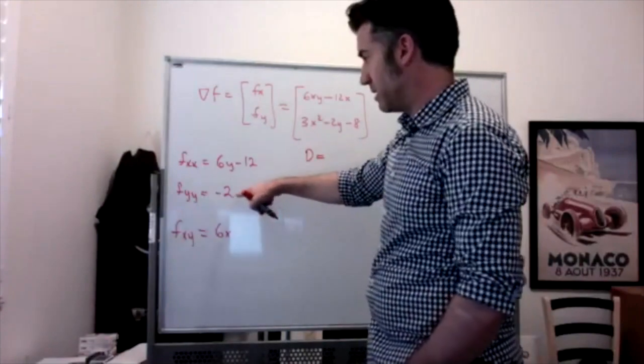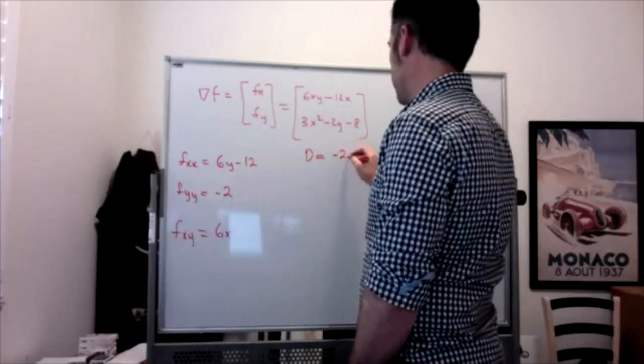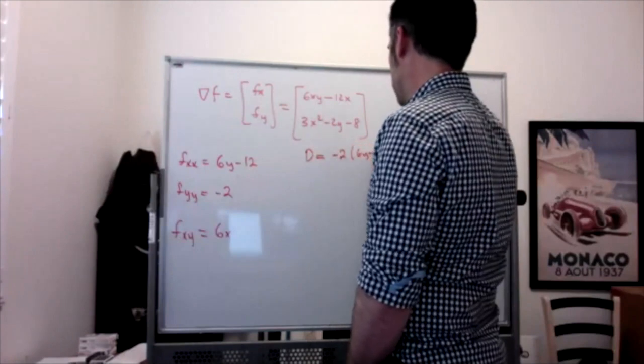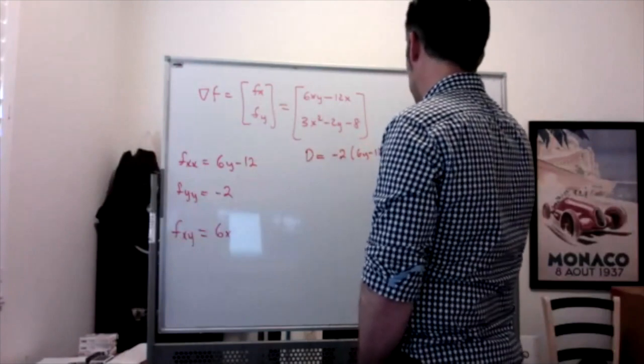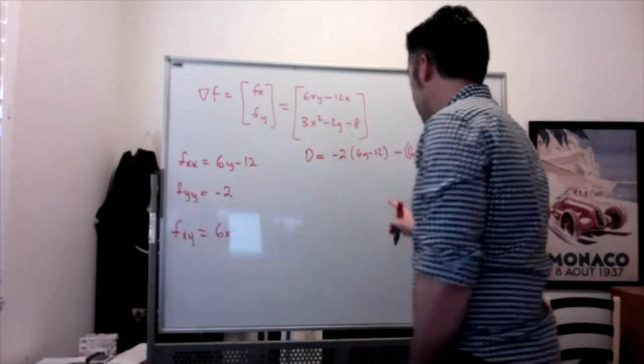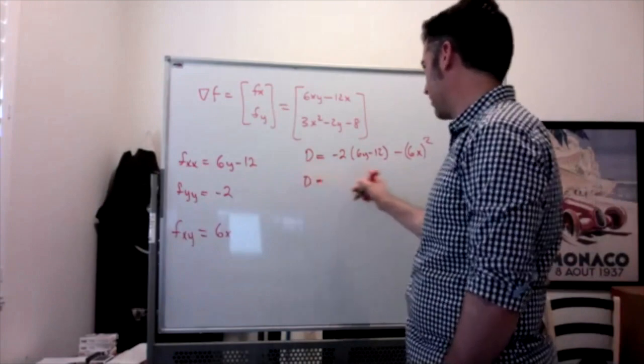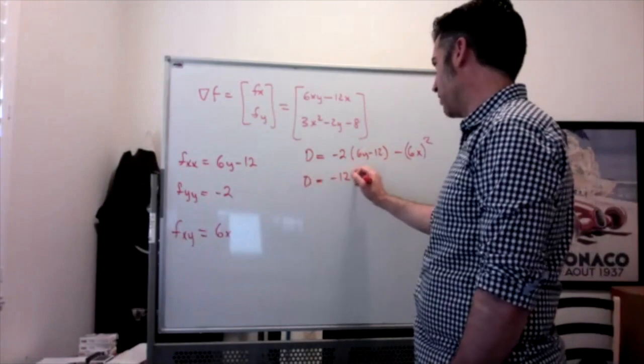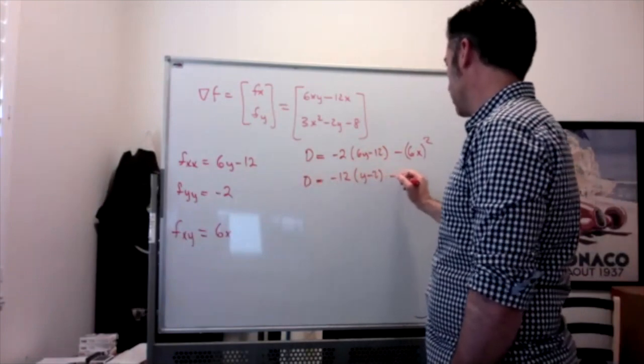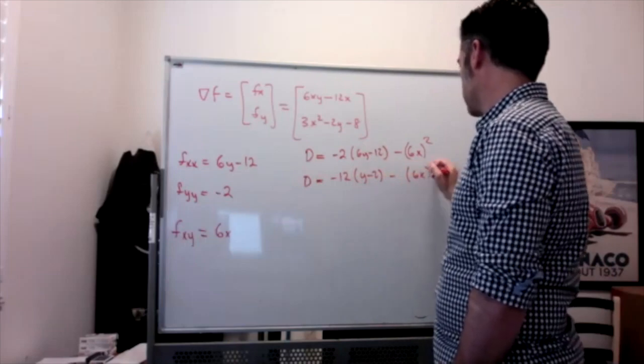So I would probably write it as negative 2 times 6y minus 12, minus 6x quantity squared. You might even factor out a 6 from this. I probably wouldn't, but you can say if I factor out a 6, it's negative 12 times y minus 2, minus 6x squared.